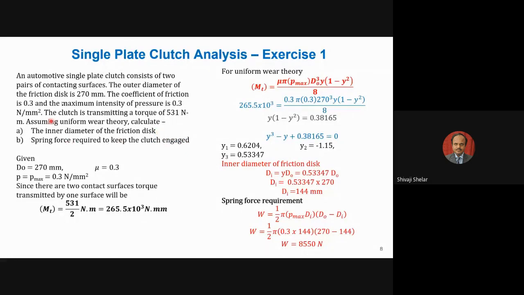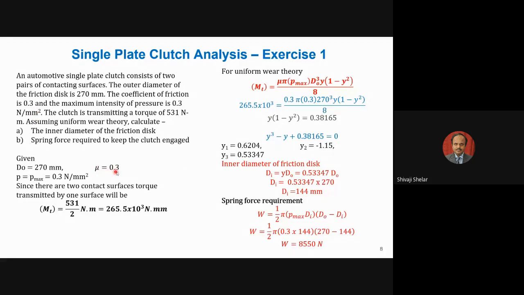Okay, so in this problem, I am writing down the given data. We have a friction disc with outside diameter here, that is, DO is equal to 270 mm. Then the coefficient of friction, mu, is given as 0.3.